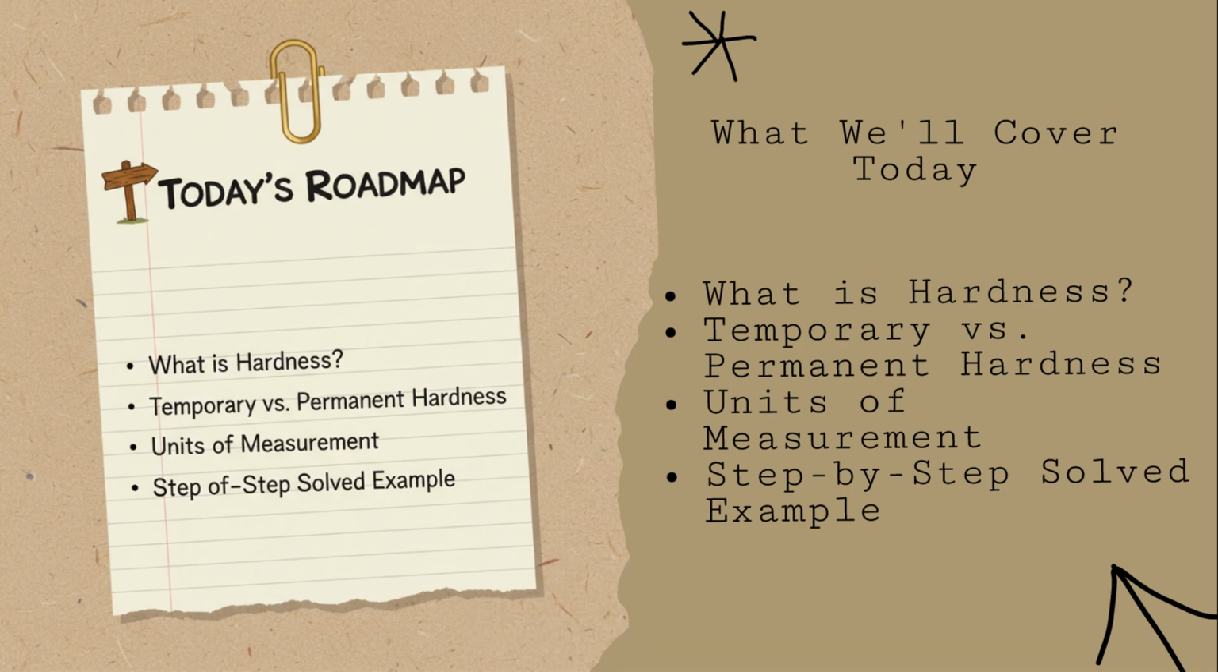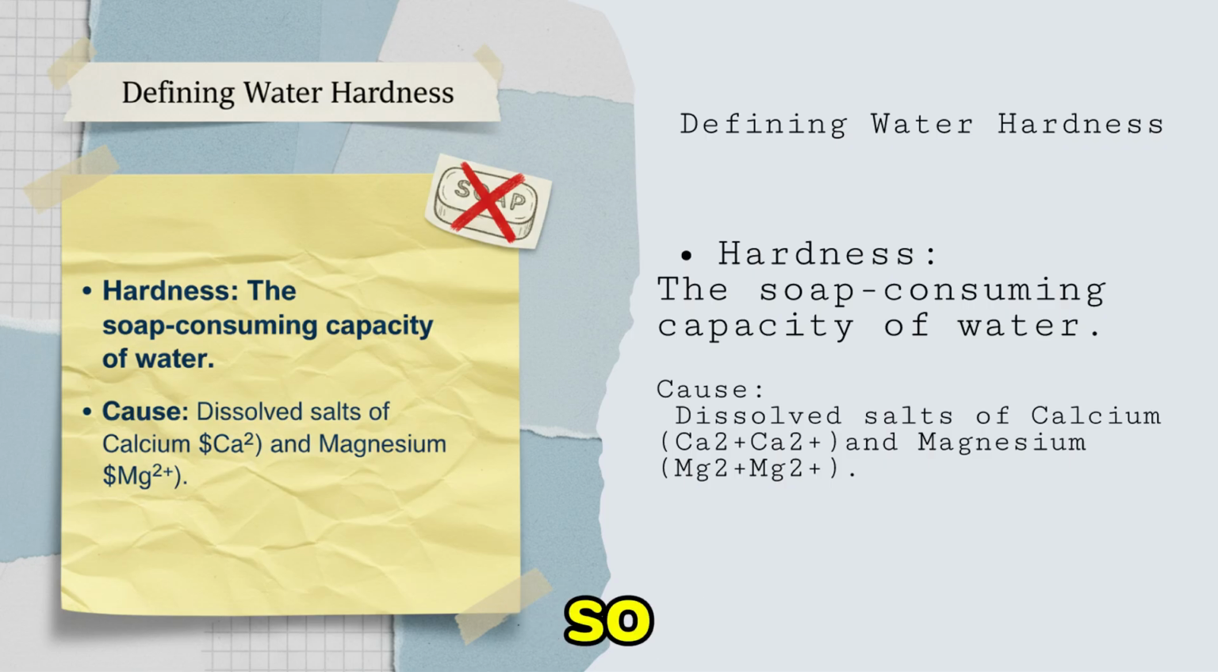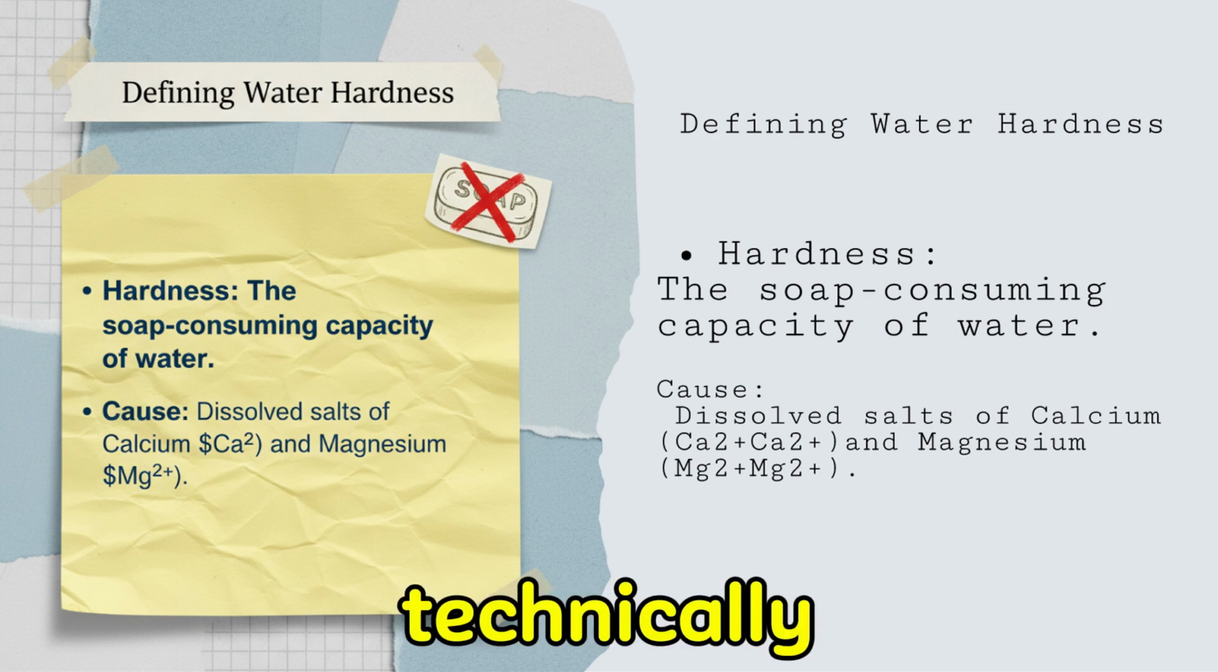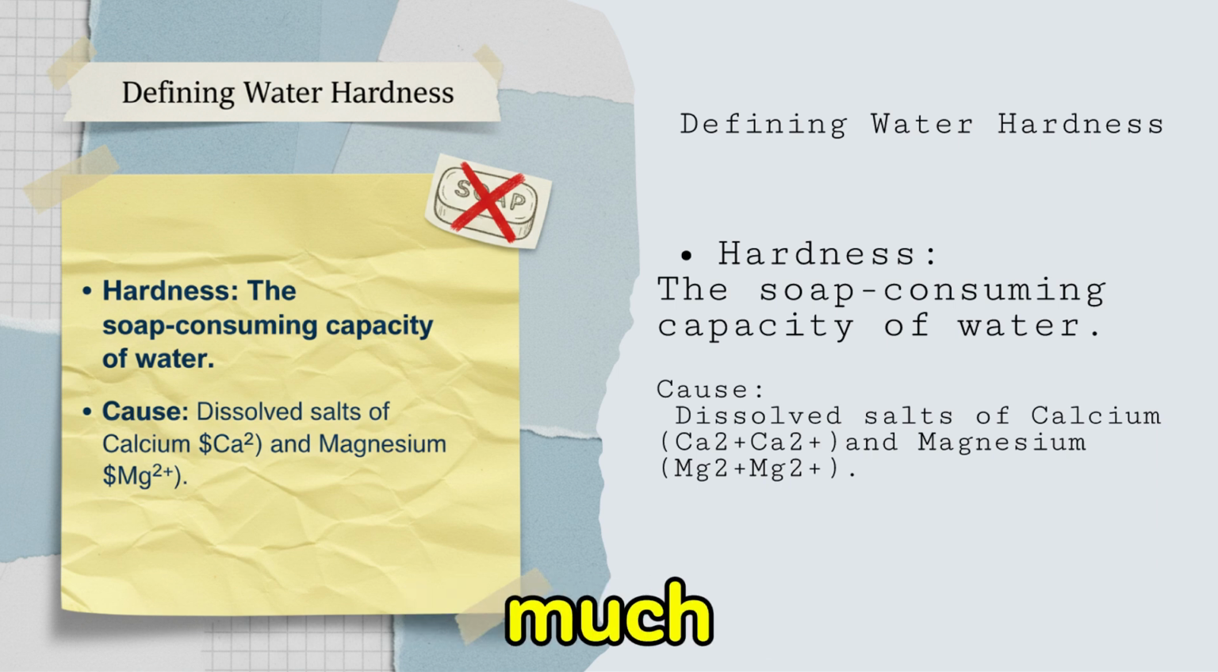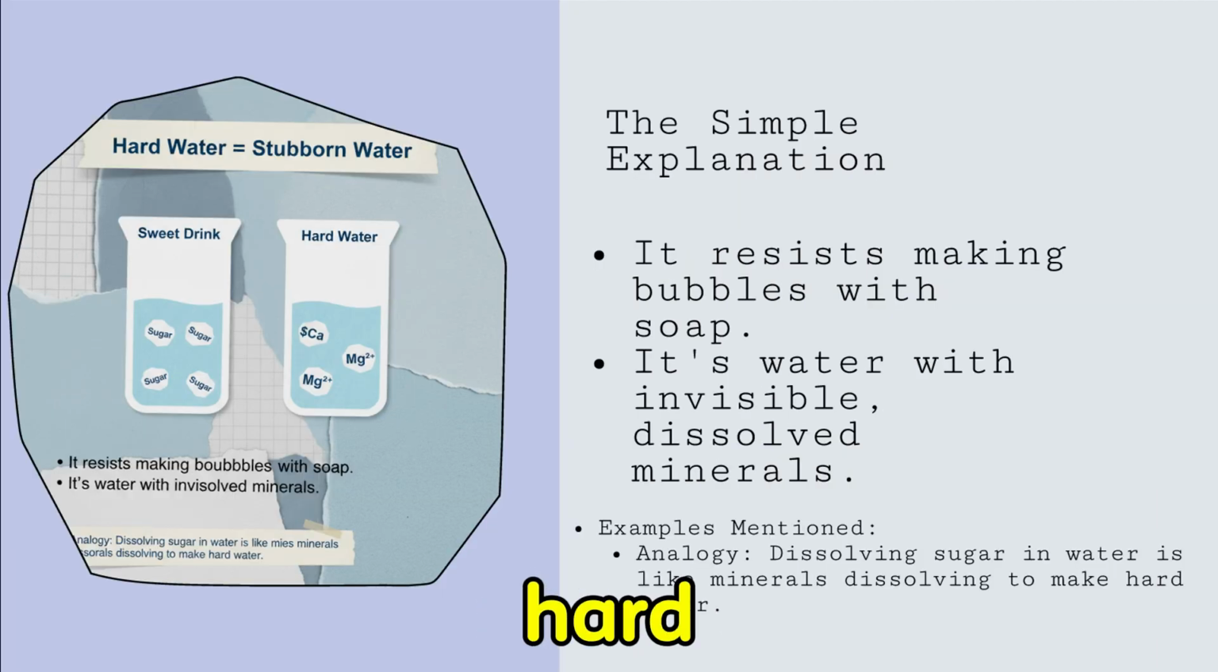Let's get started. Okay, so let's start with the official definition. Technically, it's a measure of how much soap the water uses up before it can start forming a proper lather. In simple terms, hard water is stubborn water. It resists making bubbles with soap.